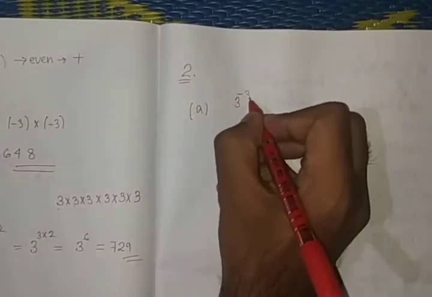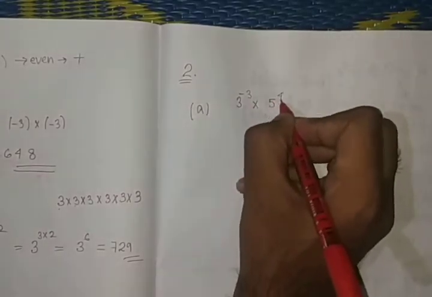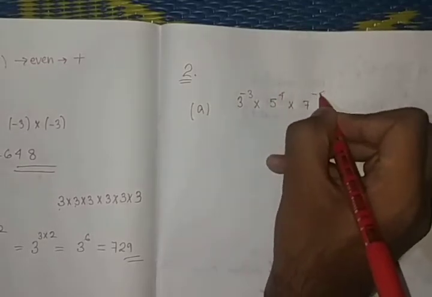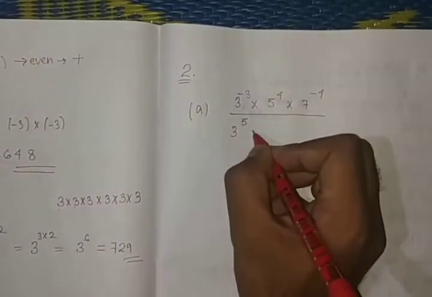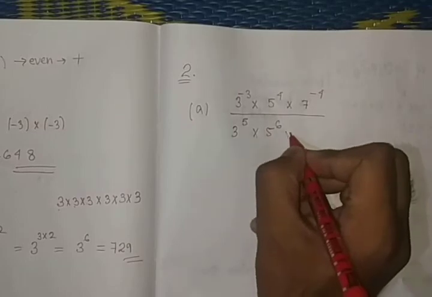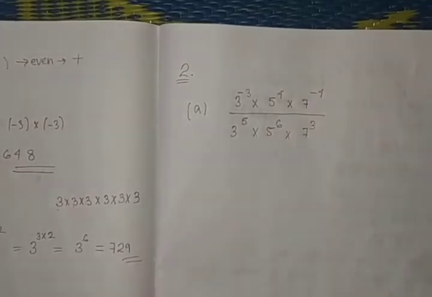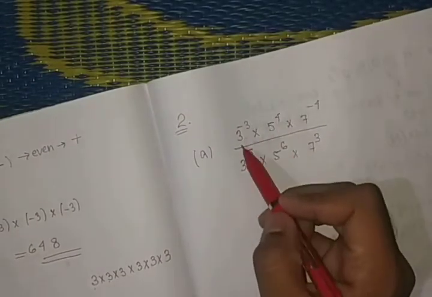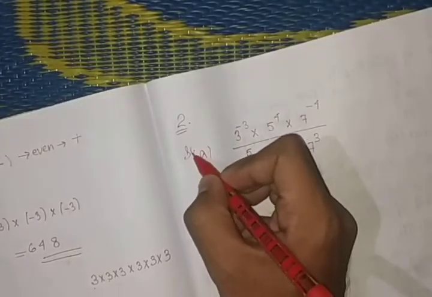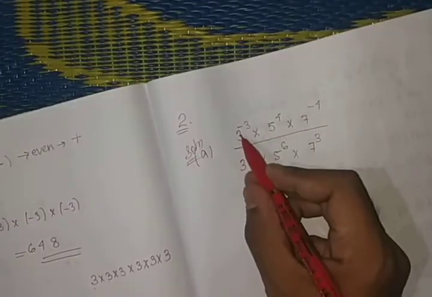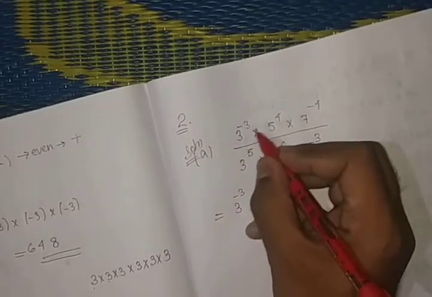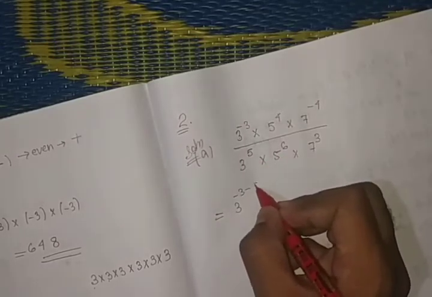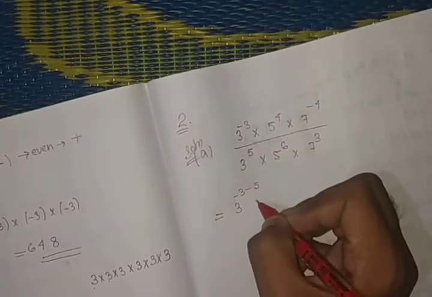That is 3 to the power minus 3 into 5 to the power 4 into 7 to the power minus 4, divided by 3 to the power 5 multiplied by 5 to the power 6 multiplied by 7 cube. And now here you see, whatever we have in the numerator, all of them are having different bases, so we cannot do anything with them. So what we have to do, this and this we just have to divide. So this one, 3 to the power minus 3, when it is divided, we have to subtract the power of the denominator, that is 3 to the power 5 it was there, so we have just subtracted it.